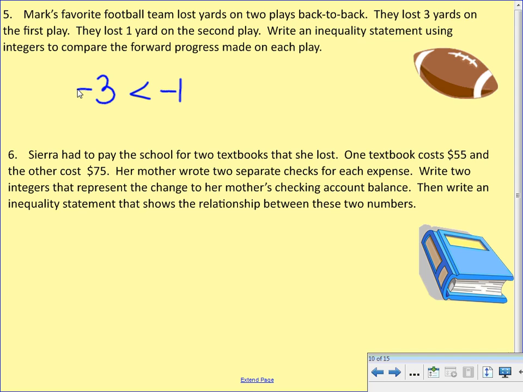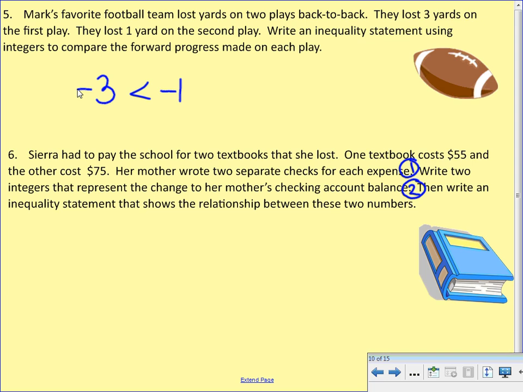Now I'm noticing on your homework you're not reading the directions carefully and including all parts of the task. This is asking you for 2 separate things. First, write the 2 integers. Second, write the inequality statement. So let's make sure we answer all parts of the question.